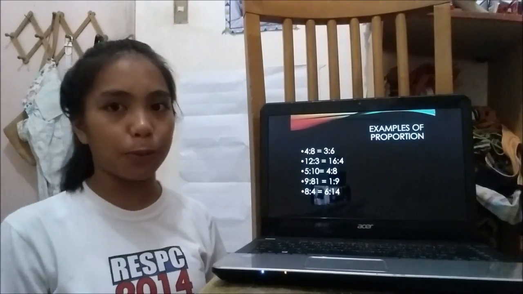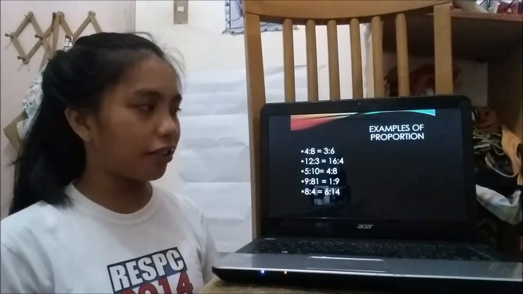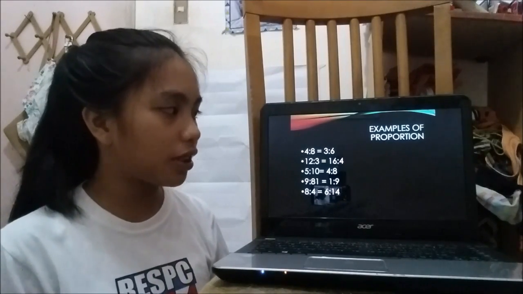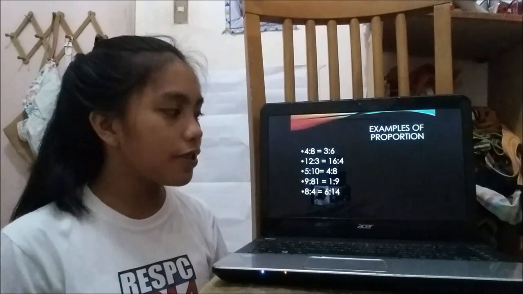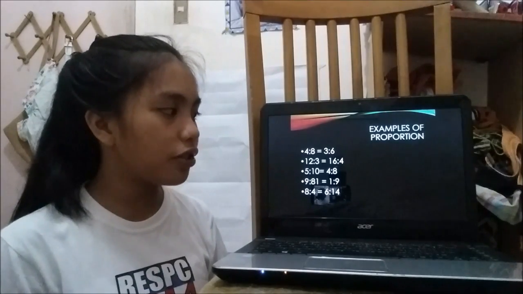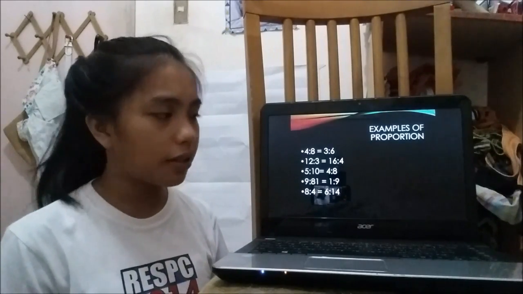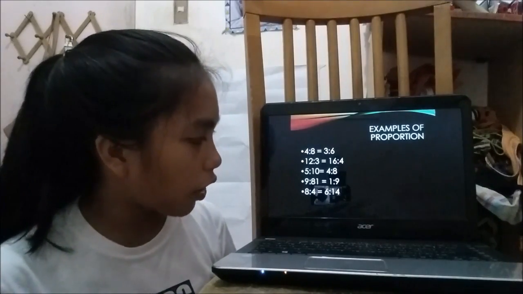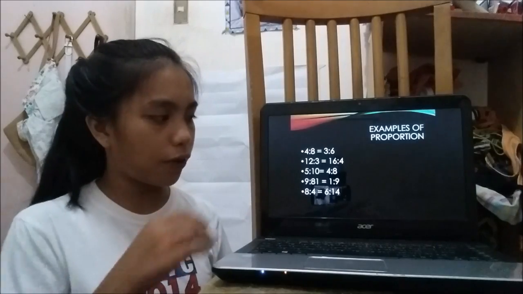Here are examples of proportion. 4 is to 8 is equal to 3 is to 6. 12 is to 3 is equal to 16 is to 4. 5 is to 10 is equal to 4 is to 8. 9 is to 18 is equal to 1 is to 9. And 8 is to 4 is equal to 6 to 14.